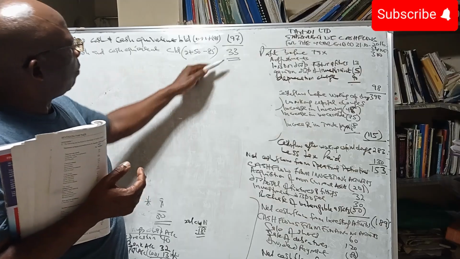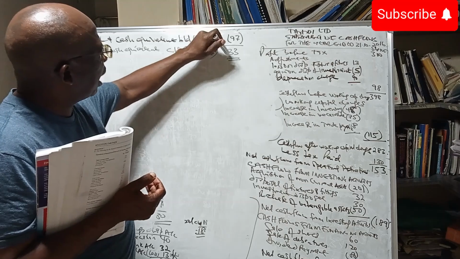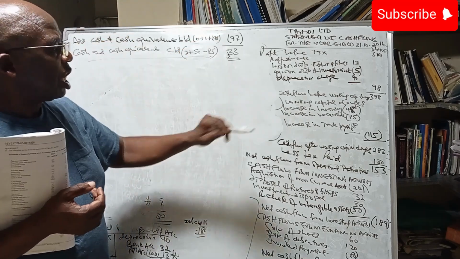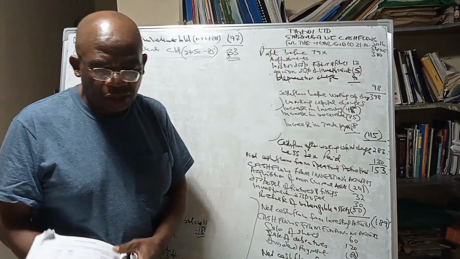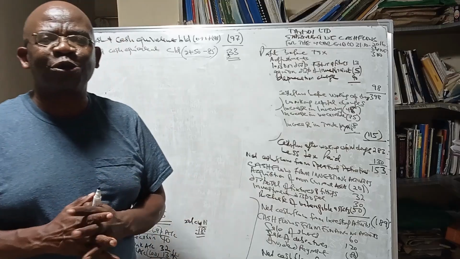Now, if you never did things right, this figure may not agree with the closing cash and cash equivalent from the balance sheet. If they agree the way they are agreeing, it means that the question is well done and you have scored 20 out of 20 marks.